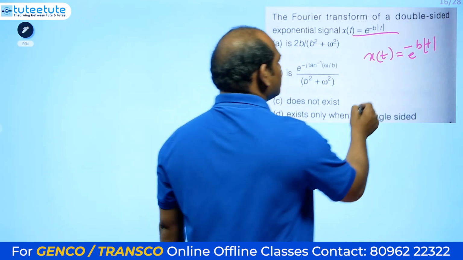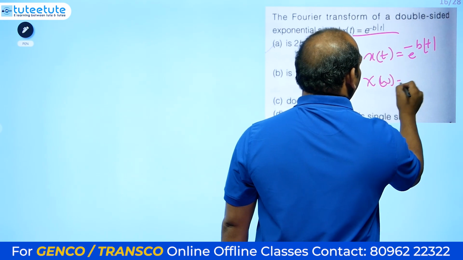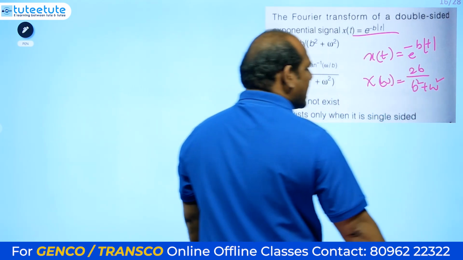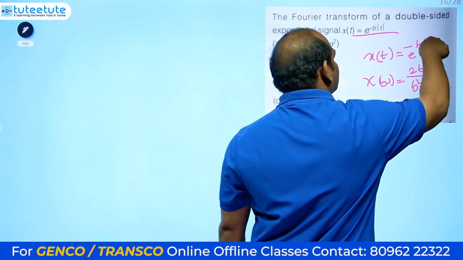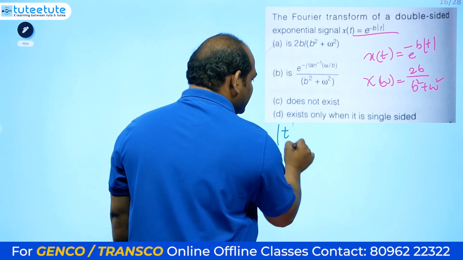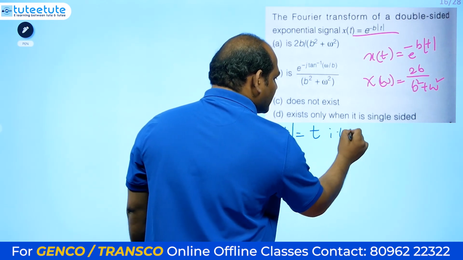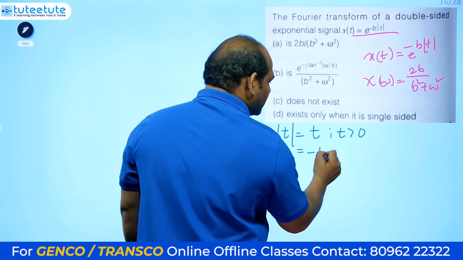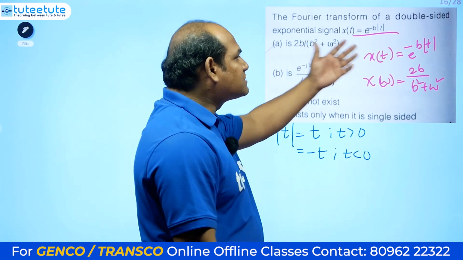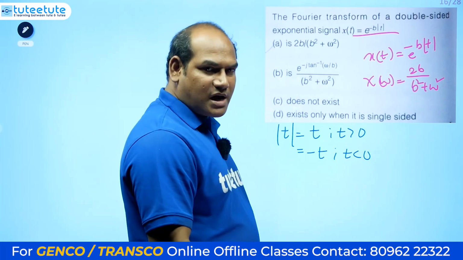So the Fourier transform is given by 2b by b square plus omega square. This is the Fourier transform. As I said, here also we have a modulus function, that is what we need to apply. Mod t is equal to plus t when you are working with the positive values of t, and mod t is equal to minus t when you are working with negative values of t. Accordingly, you need to substitute in place of modulus of t.